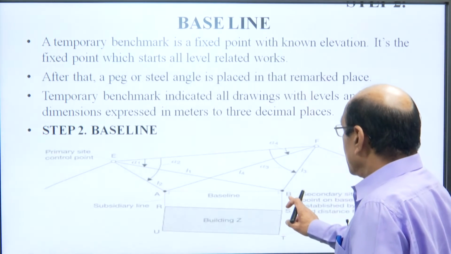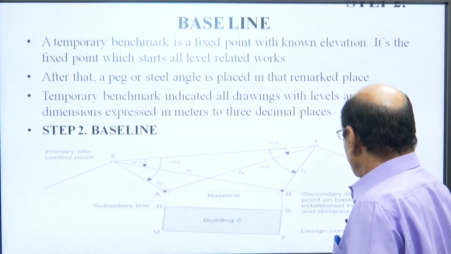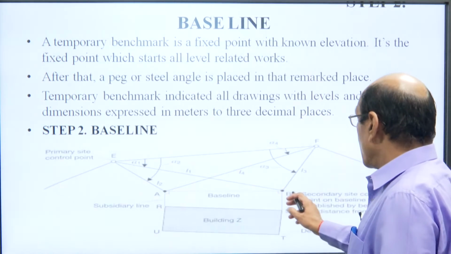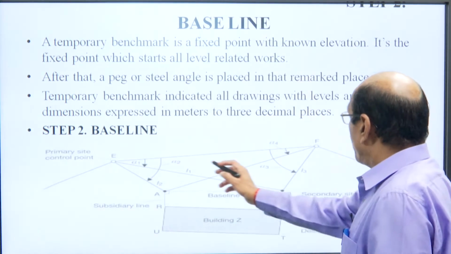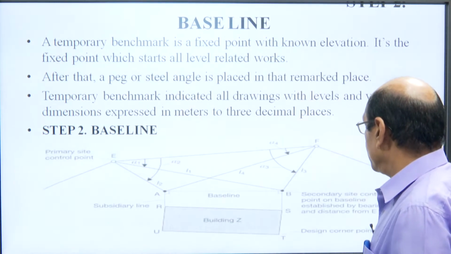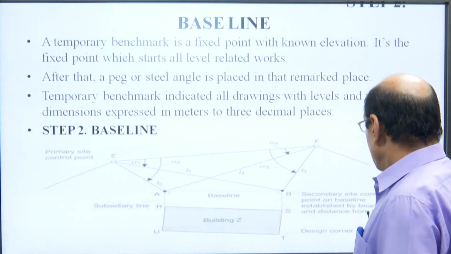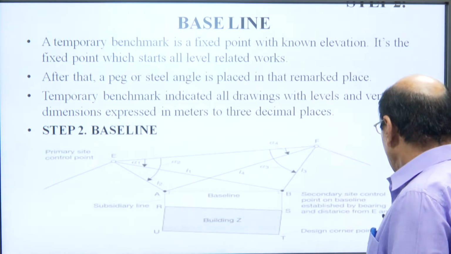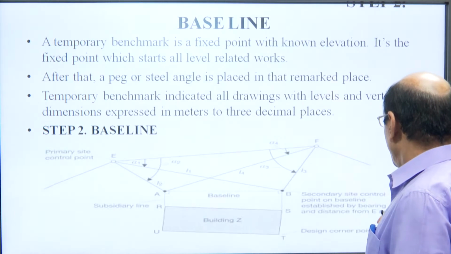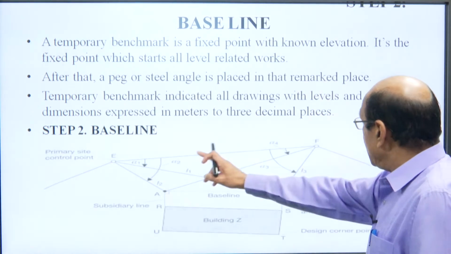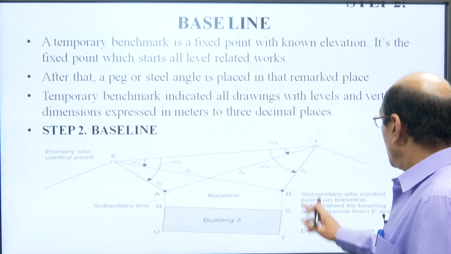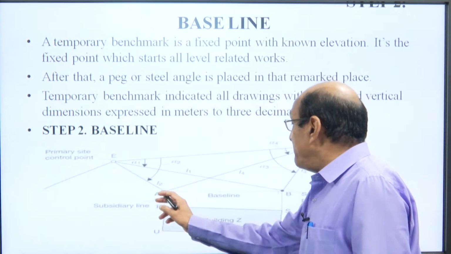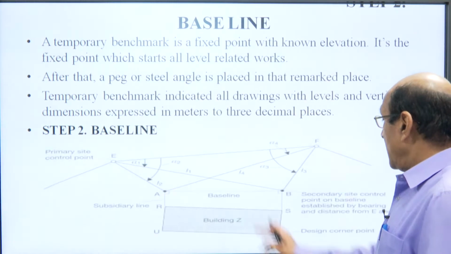The next is B, which is also a secondary site control point. This is the secondary control point which is measured from E to F. So, the secondary site control point on the baseline is established by bearing and distance from E and F. So, we will get a baseline A and B.